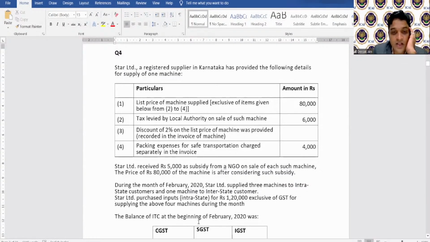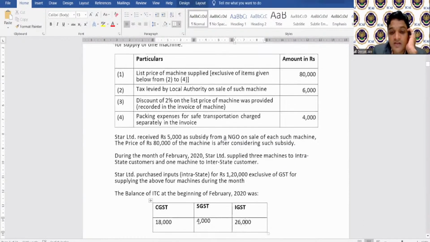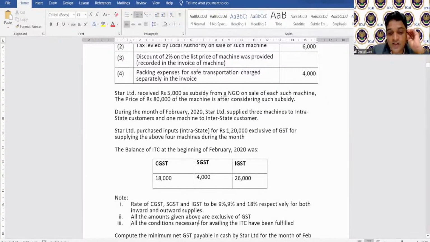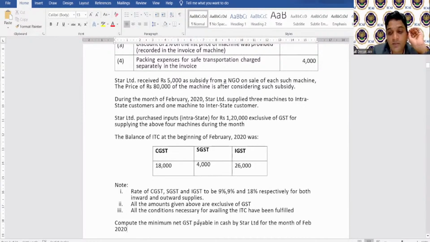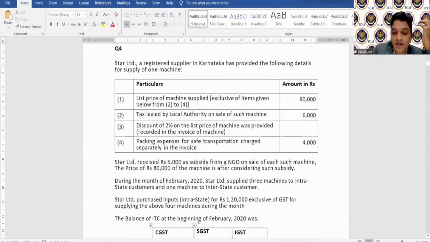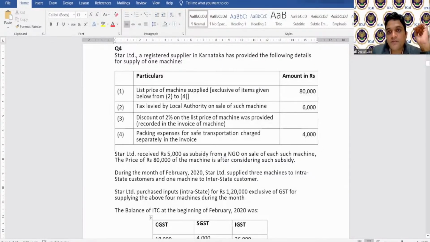Now, Star Limited has purchased inputs for rupees 1,20,000 exclusive of GST for supplying the above 4 machines during the month. The balance in ITC is so much. Note the rate of CGST, SGST and IGST is 9%, 9%, and 18% respectively. All the amounts given above are exclusive of GST. All the conditions necessary for availing ITC have been satisfied. Now compute the minimum net GST which is payable for the February supply. Okay, so this is the question. This is how you will get the question in your exam, that he has supplied this, the value of each good is this. Now we have to determine what is the GST payable. So let's get into the answer part.